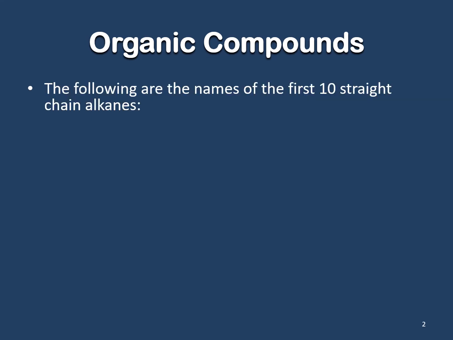So we're going to learn about the first 10 straight chain alkane names. And I only need you to know the first four. I'm going to show all 10 just because it shows why they're called straight chain alkanes. But you only need to know the first four compound names that I'm going to list here.